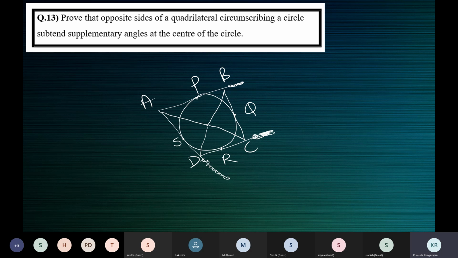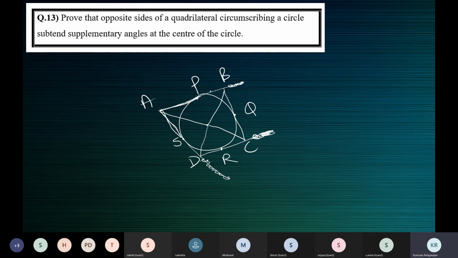So we have four tangents, AB, BC, CD, AD. Points of contact, P, Q, R and S. Now, if you can see, A is a point outside the circle. And you can see AP and AS. So you can say that AP is equal to AS because they're tangents from the external point of the circle.